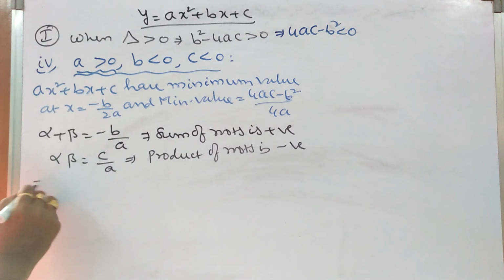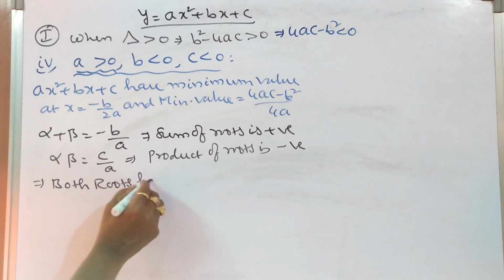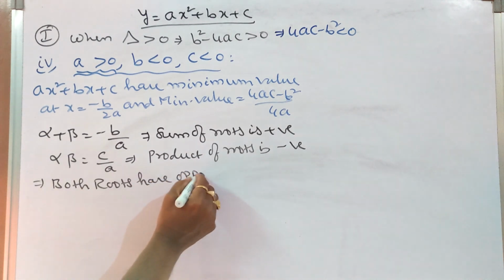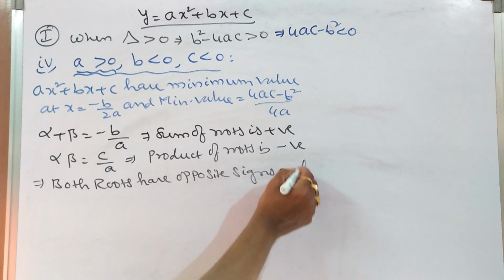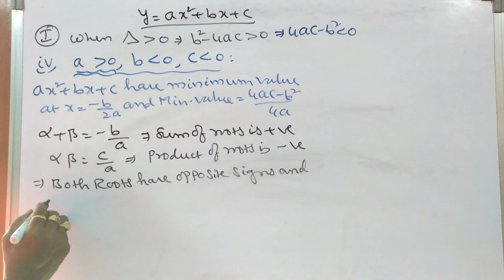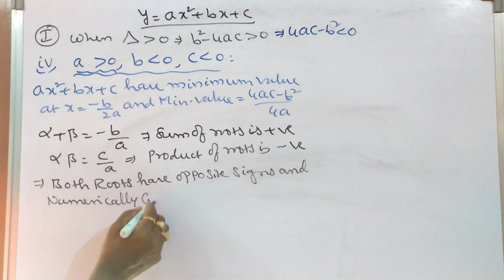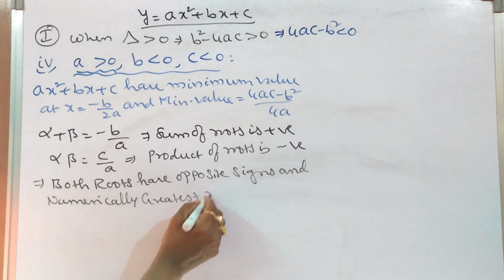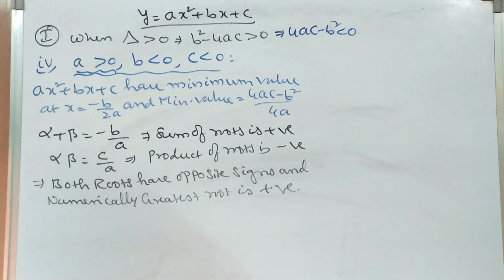So both roots have opposite signs, and sum of the roots is positive. Sum of the roots is positive means numerically greatest root is positive. That we have to understand. And after that, let us see how the A will lie.